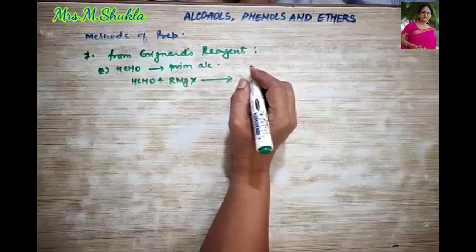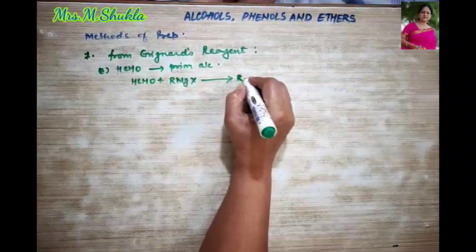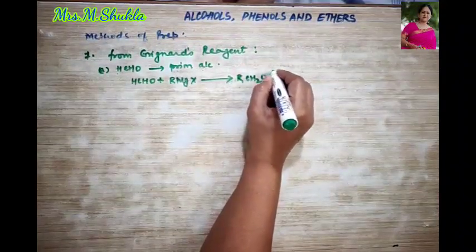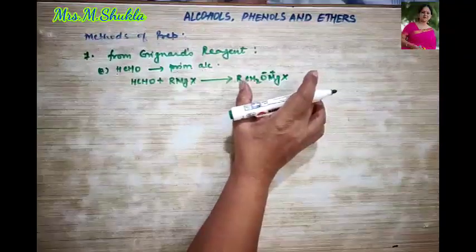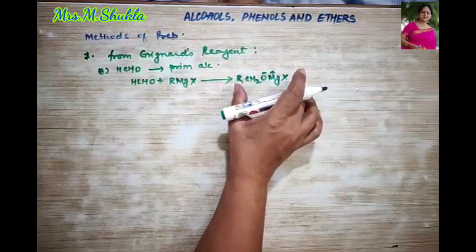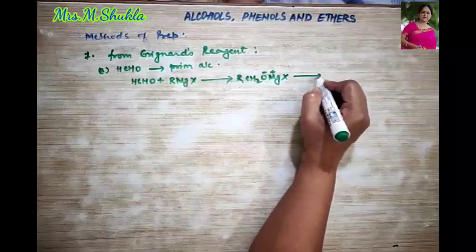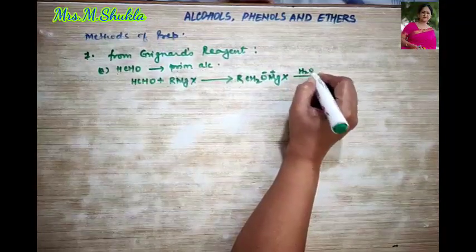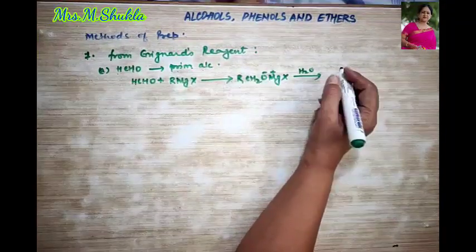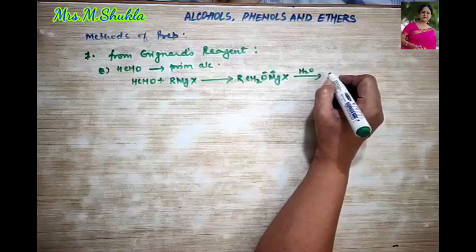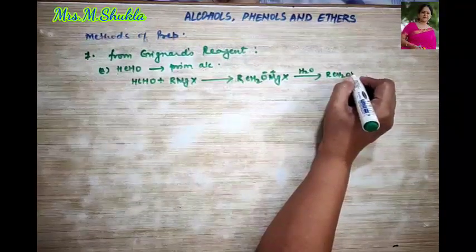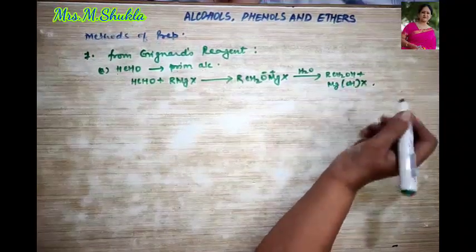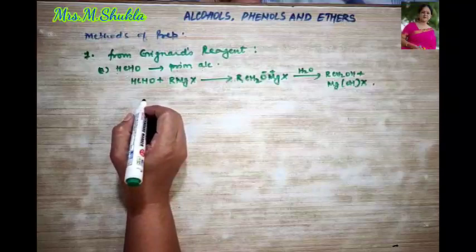firstly gives an intermediate product, that is RCH2OMgX. Now OMgX is what is formed as your intermediate product. And further, when it is decomposed by water, it is going to give us primary alcohol, that is RCH2OH plus MgOHX.